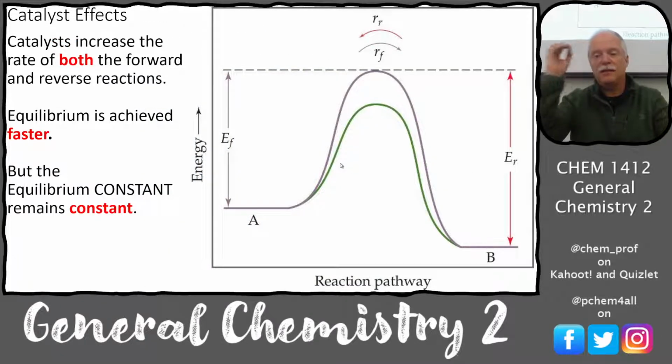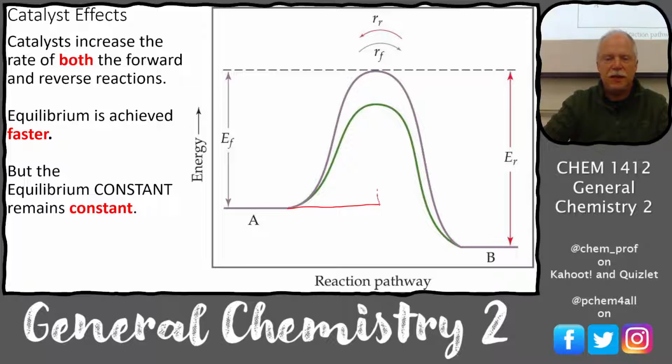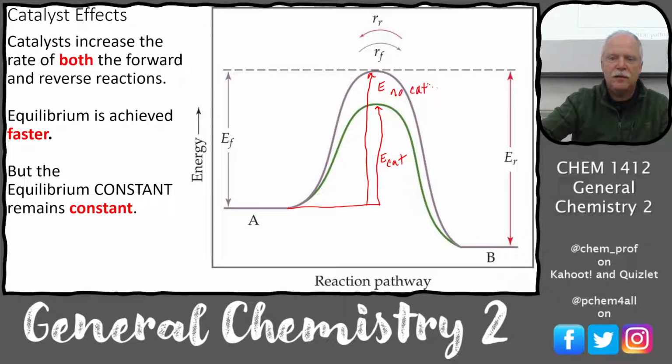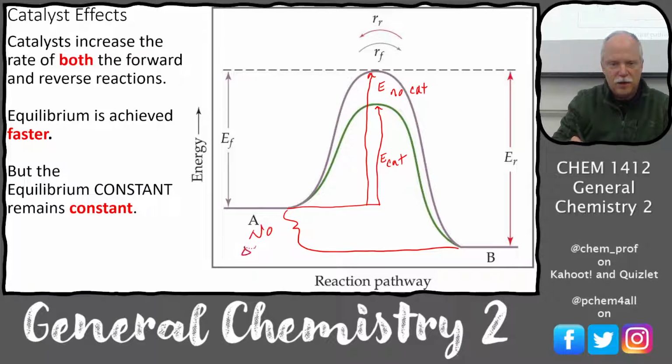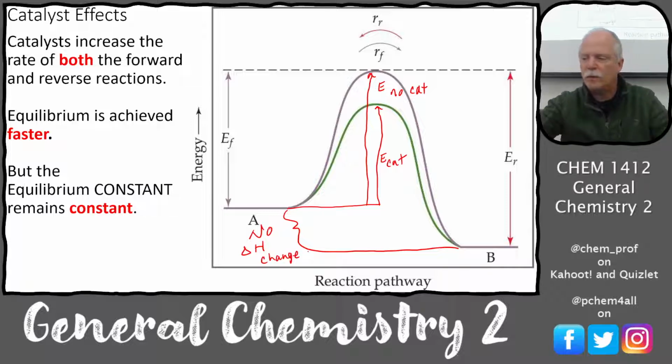Okay, if we have a catalyst, remember what a catalyst does. It reduces this activation energy. So right here, this would be with the catalyst, E cat, and then this one is E no cat. It does not change this. No delta H change, or delta G or any of the other deltas.